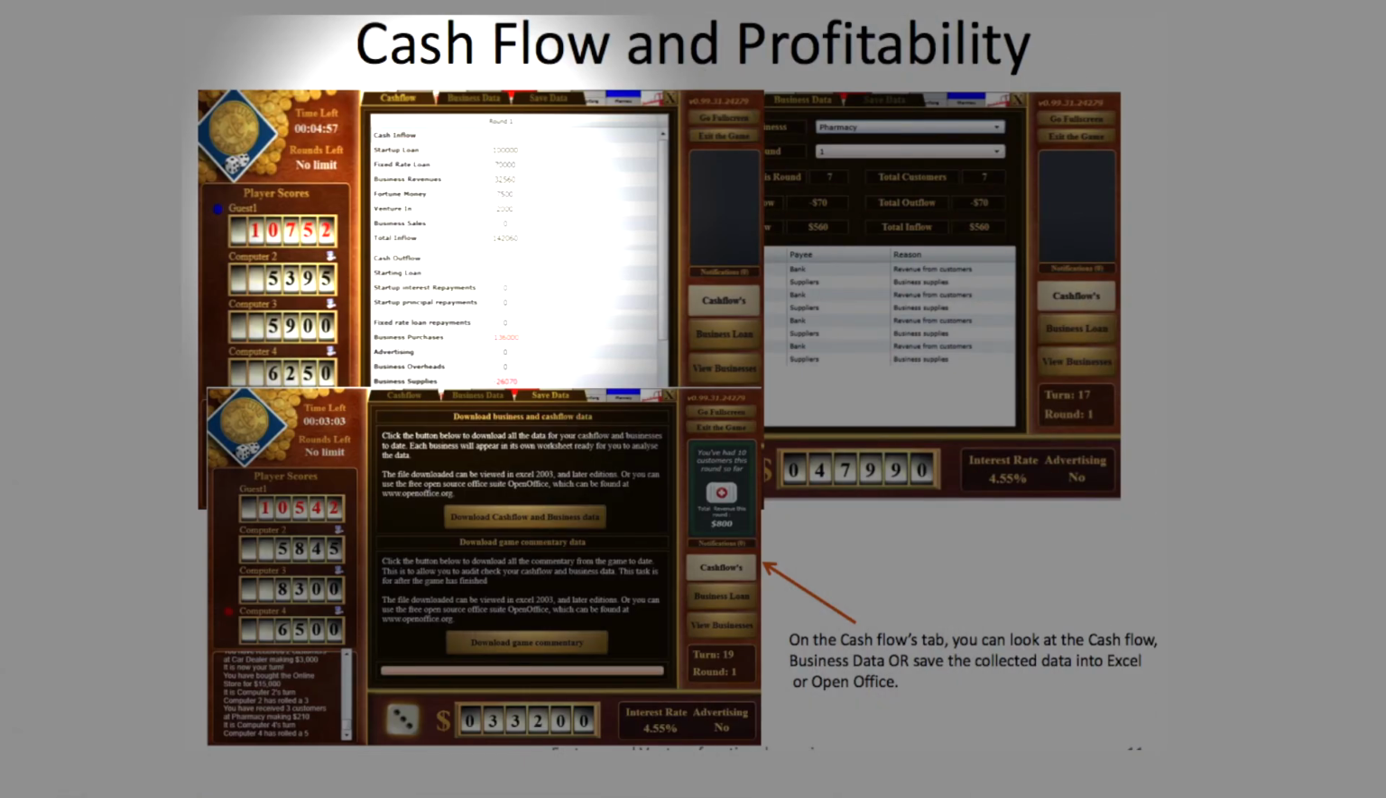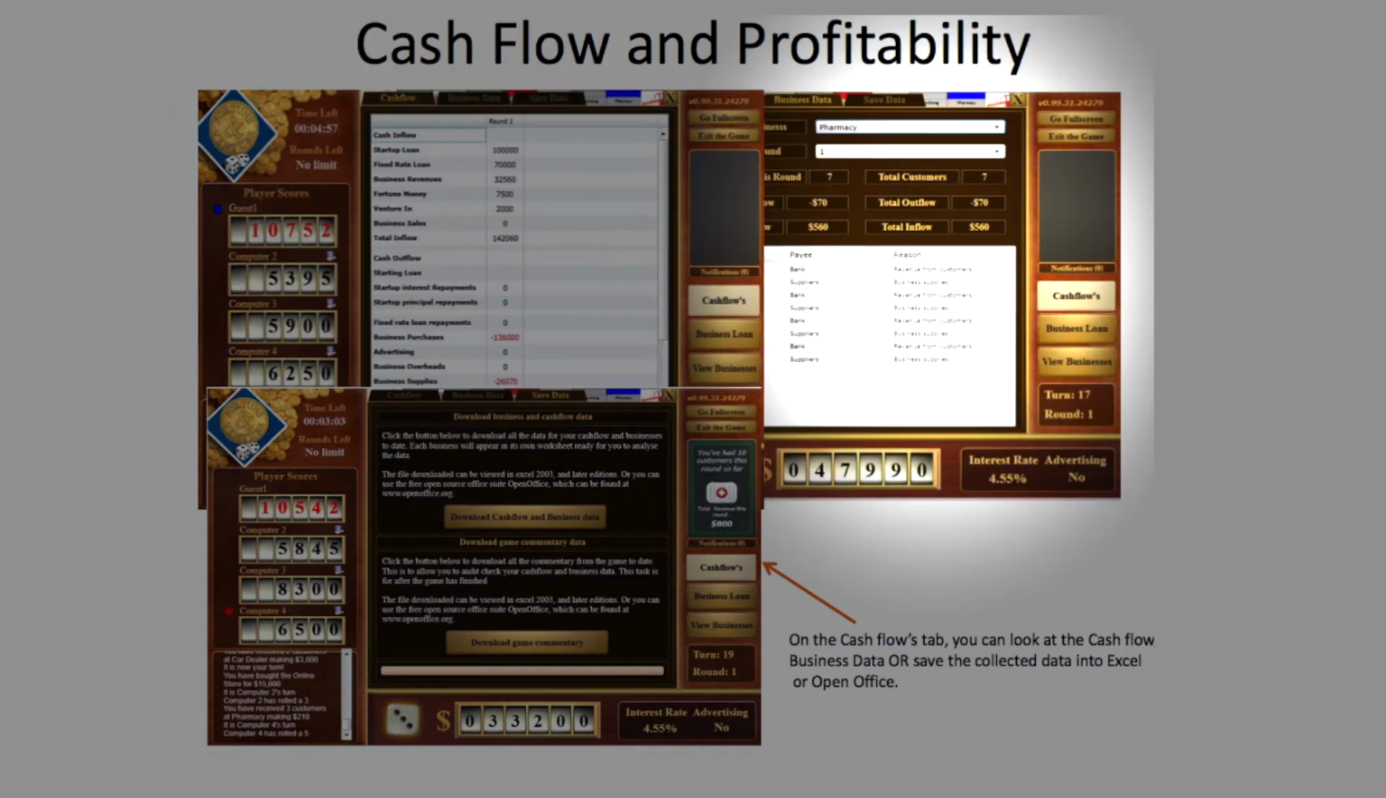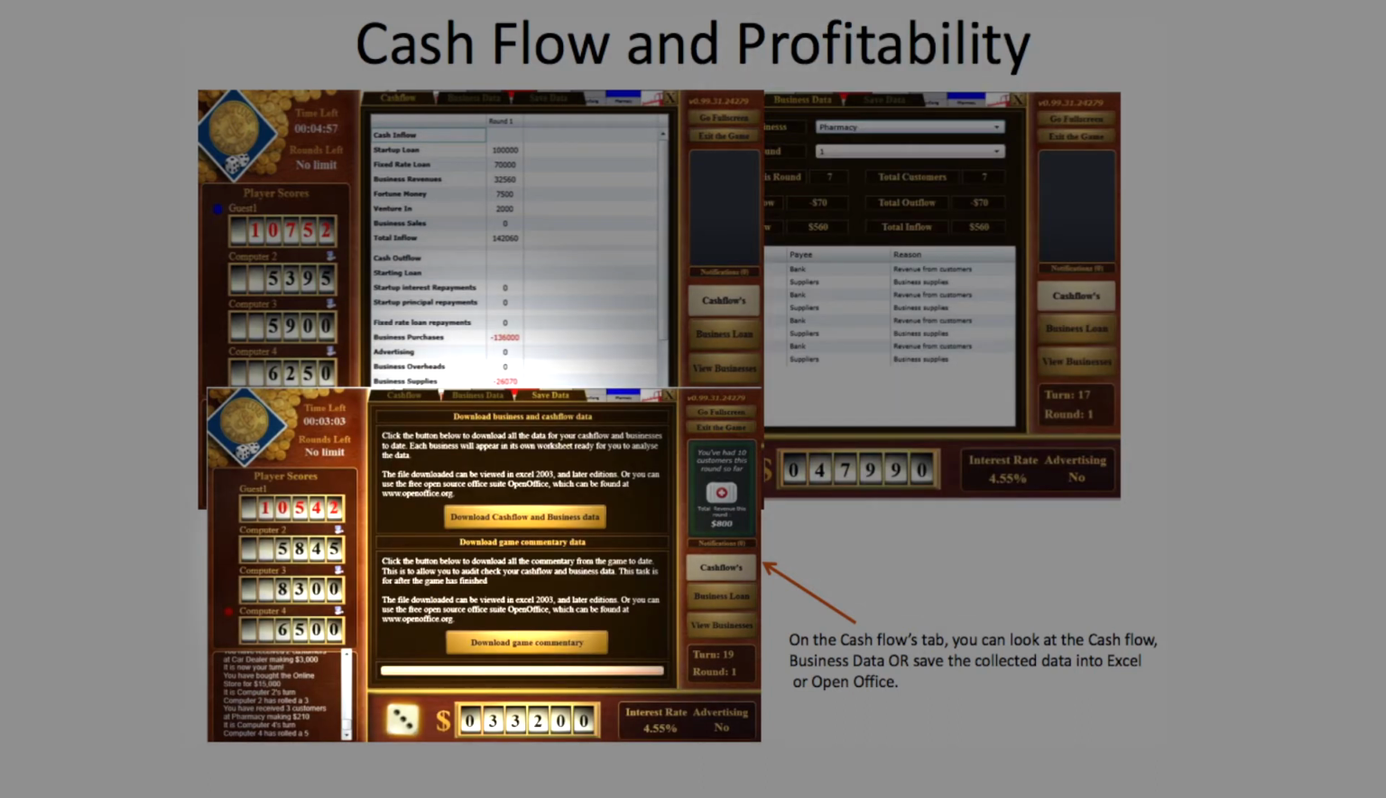Cash flow and profitability. On the Cash Flows tab, you can look at the cash flow, business data, or save the collected data into an Excel or Open Office file.